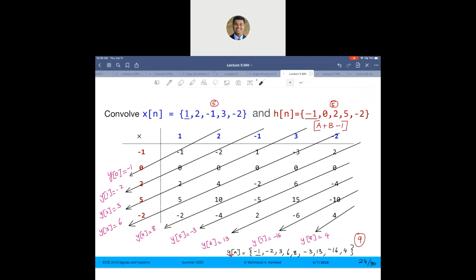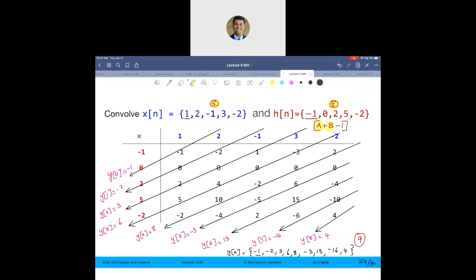There are zeros to the left of -1, there are zeros to the right of 4, so those are not being counted in this 9. Another thing to note is there could be a 0 in the middle of this y of n sequence if the addition works out that way. So if there is a 0 in the middle here, that is being counted in that 9. A is indicating the number of elements in x, and B is indicating the number of elements in h, and then there is a -1.